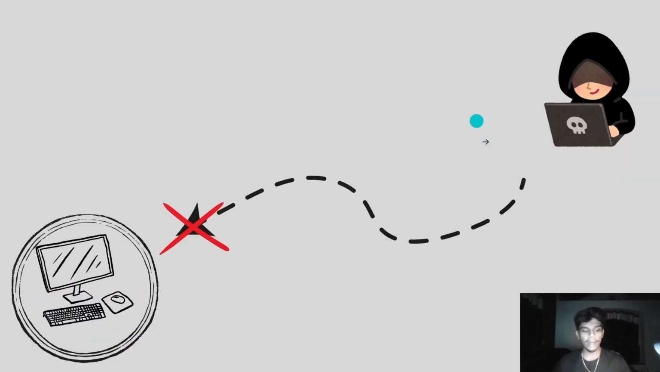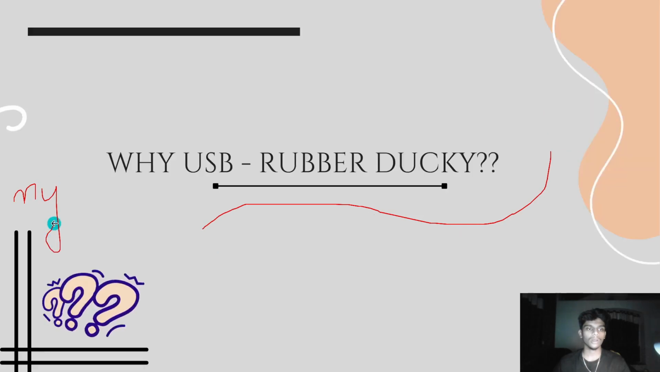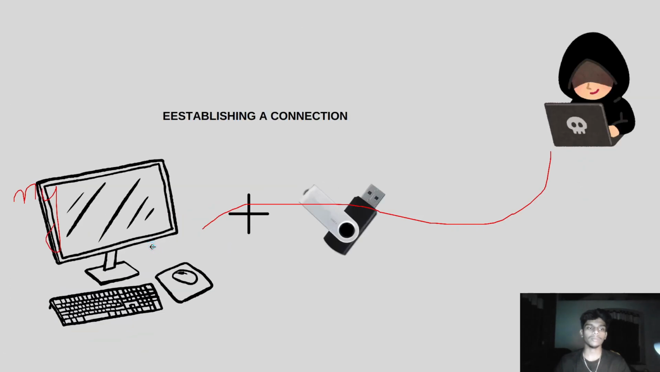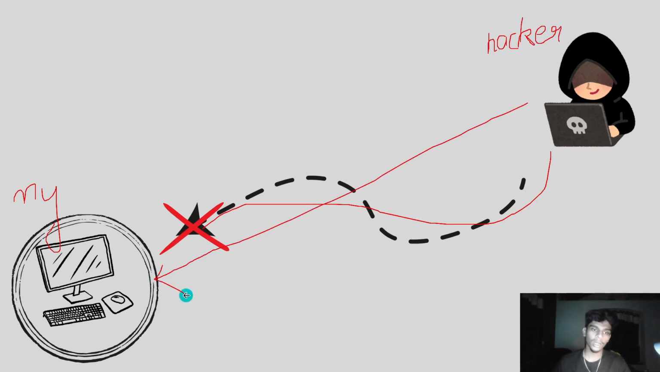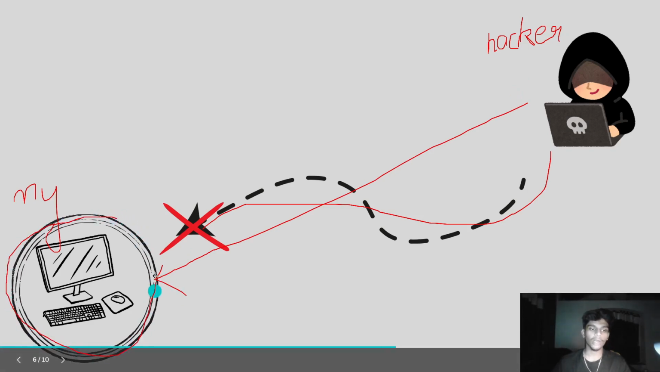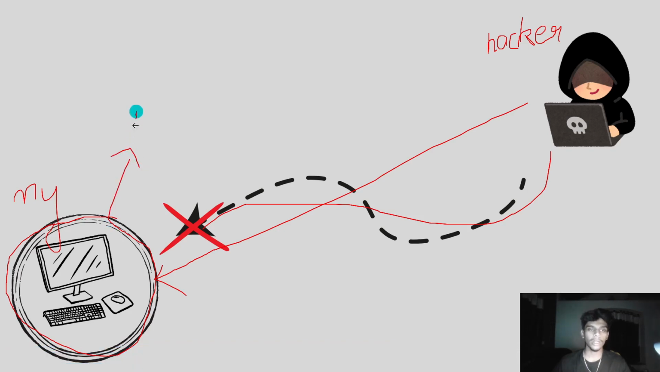When a hacker tries to attack our computer, say this is my computer and this is a hacker, if he wants to attack my computer, he needs to break this firewall. This is the firewall of the computer, like antivirus.